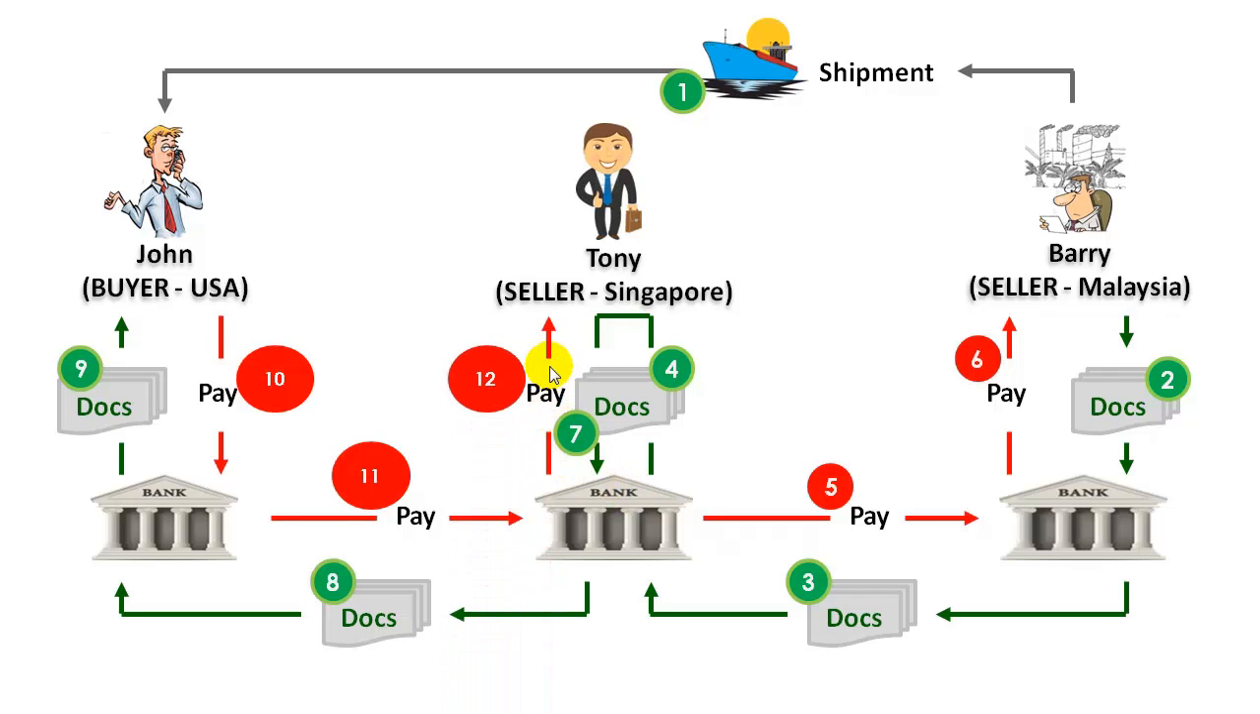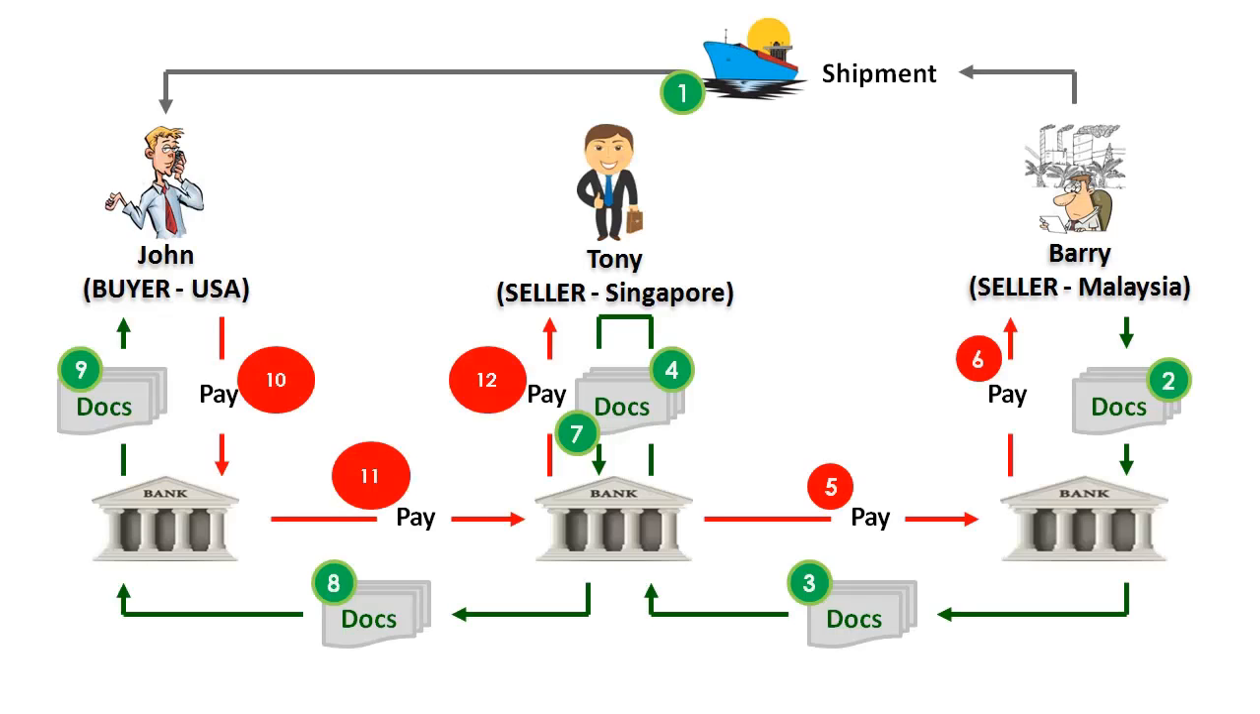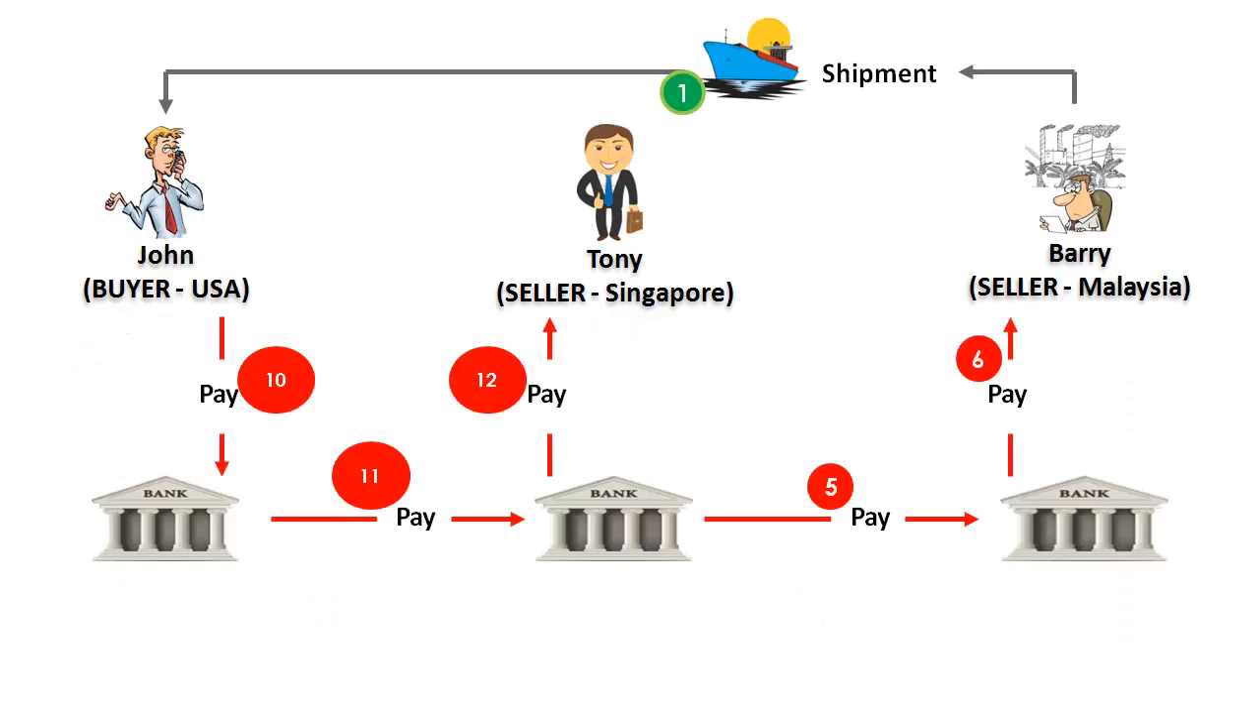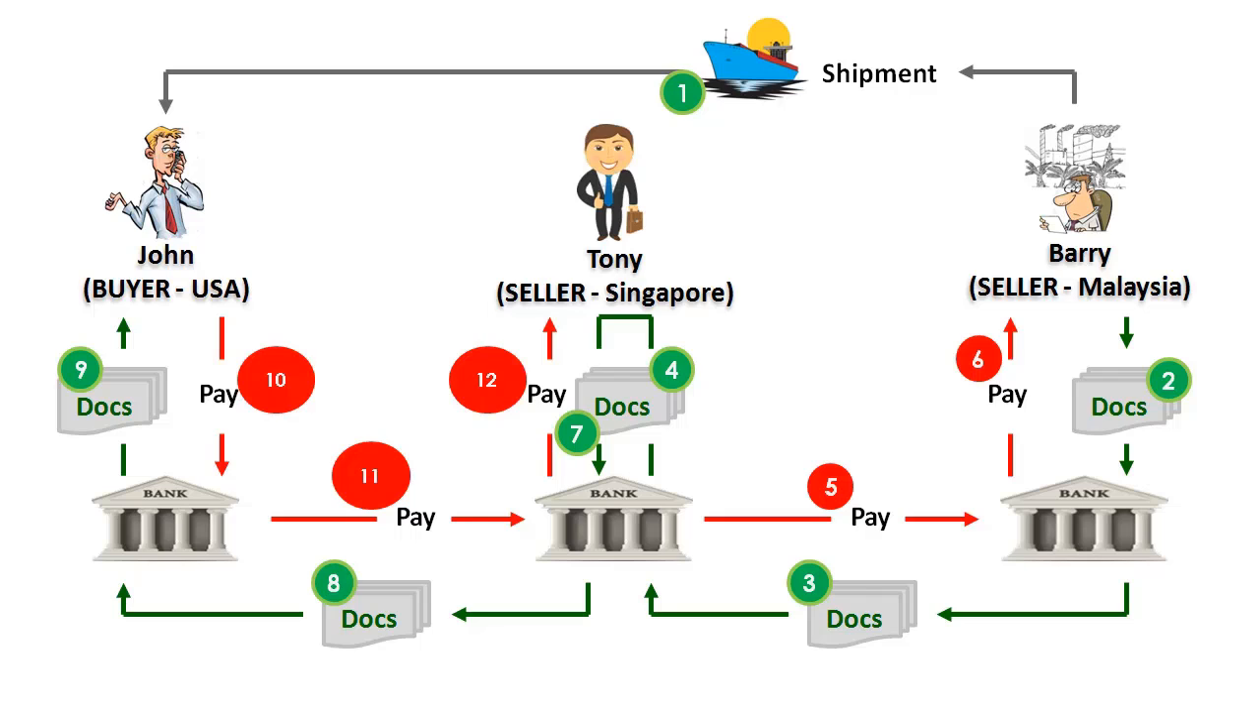From this illustration, we can see how the documents travel from Barry, go to the presenting bank and reach the back-to-back LC issuing bank. Tony swaps the documents, presents them to his bank, and they go to the Master LC issuing bank and finally reach John. We can also see how the payment travels.